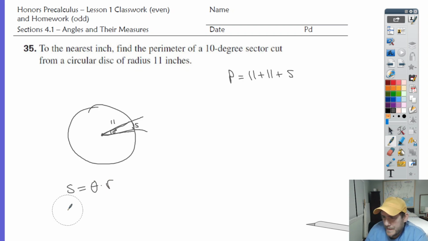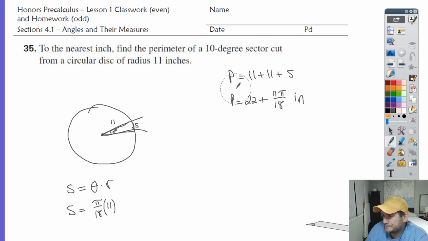Theta times r. S equals, now theta, again, at 10, you can't plug in 10. You have to be in radians. But 10 degrees, you multiply by pi over 180, so that'll be 10 pi over 180, which reduces down to pi over 18. Then you multiply that by the radius, which is 11. And you get 11 pi over 18. That's it. So we know that our perimeter is going to be 22 plus 11 pi over 18. And I don't see any great way to simplify it, so I'll leave it alone, and I'll call it inches. That's it.